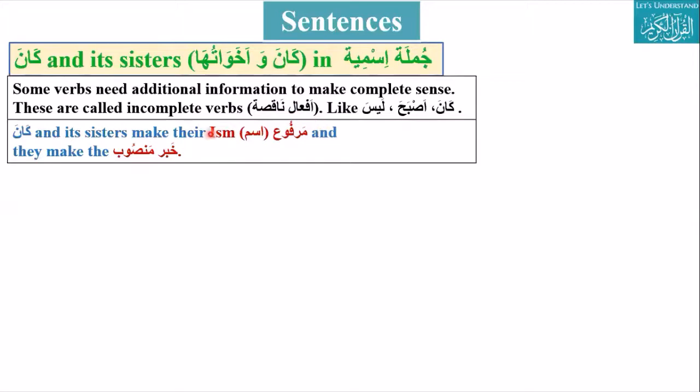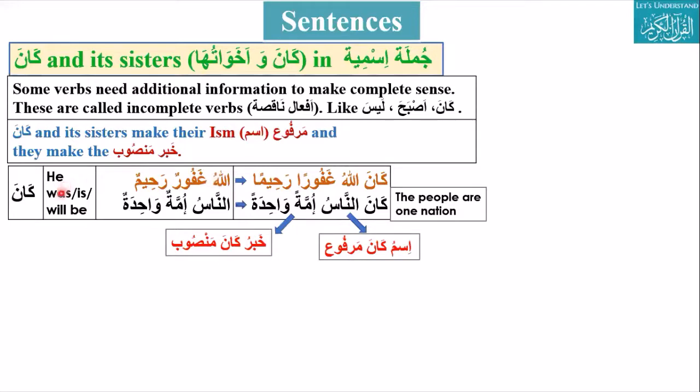So Kana and its sisters make their ism or make their noun marfu, and they make the khabar mansub. So when they come in Jumla Ismiya, you know Jumla Ismiya has three parts: Mubtada, Khabar, and Muta'alliq bil Khabar. So Mubtada actually is ism. Na? So it is marfu, and the Khabar, when Kana comes, the Khabar becomes mansub. That is the main thing. The Kana makes the Khabar mansub.